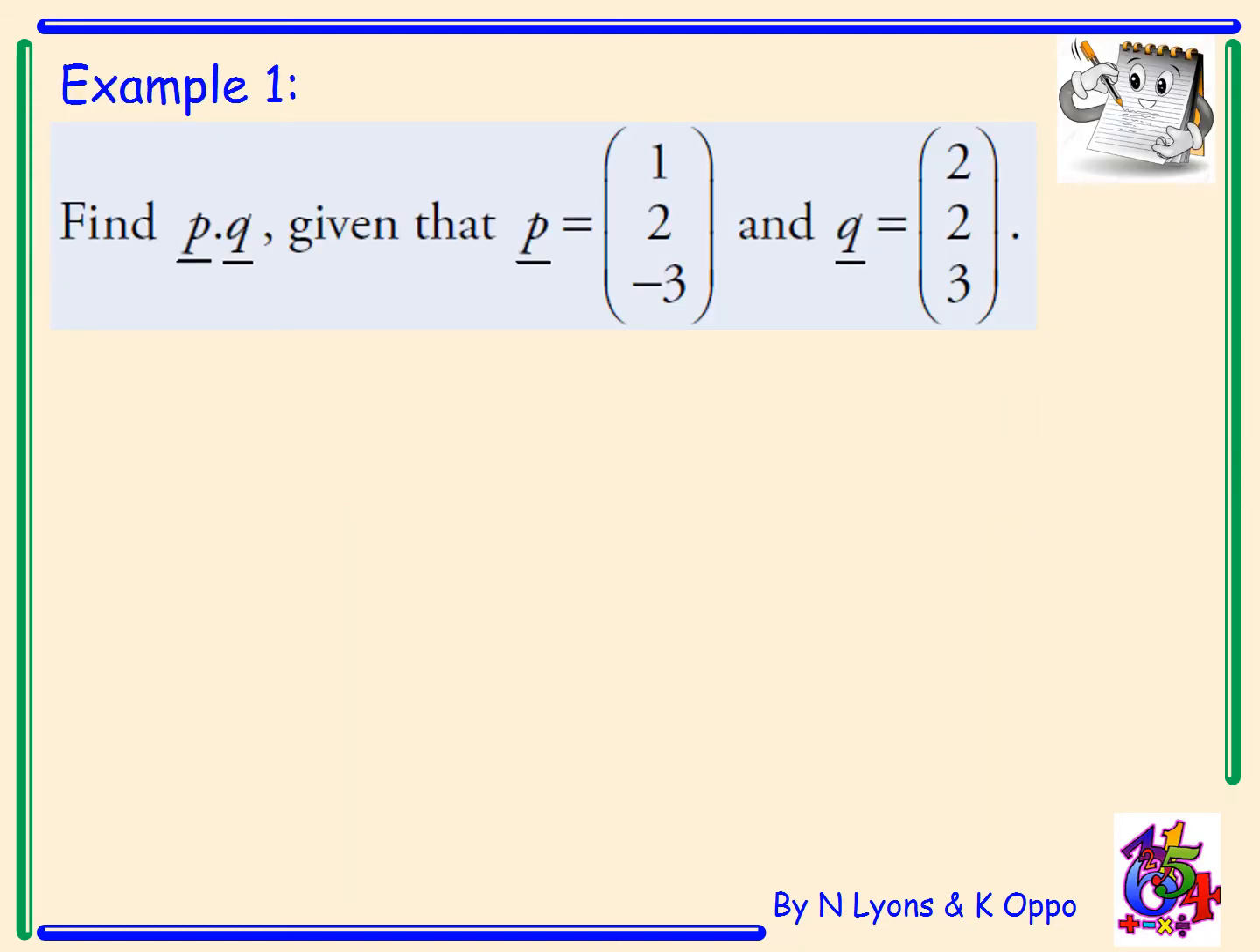Let's look at some examples. Example 1. Find p dot q, that's the scalar product of the vectors p and q, given that p is the vector 1, 2, negative 3 and q is the vector 2, 2, 3.